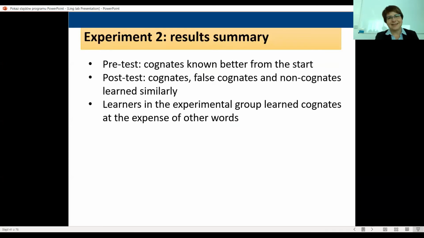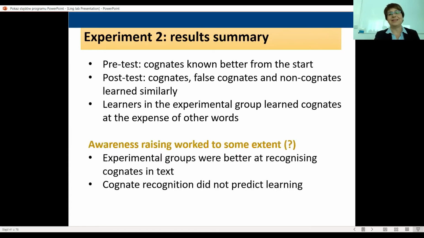Still, cognates were known better. All words benefited. Learners in the experimental group learned cognates, it seems, at the expense of other words. So we raised the awareness of cognates and they focused on those cognates so much that they didn't learn the other words quite well. The awareness raising worked to some extent because they were slightly better at recognizing those words in the text.